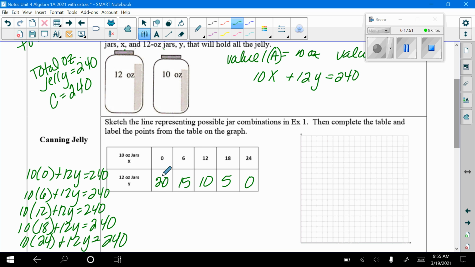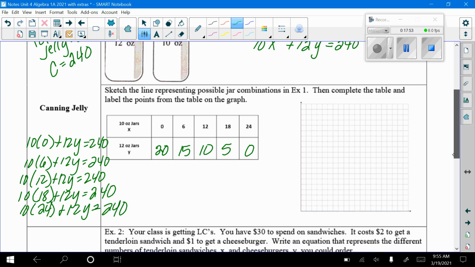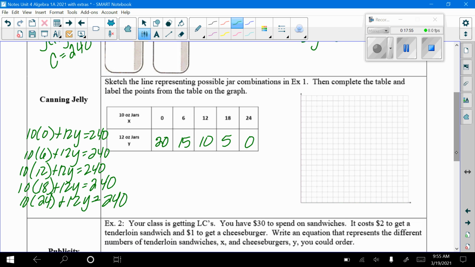So now I have a table of values to graph. I need to look over at my chart here to see what kind of increments I need to go by, because x needs to go all the way to 24. So x is my 10-ounce jars.